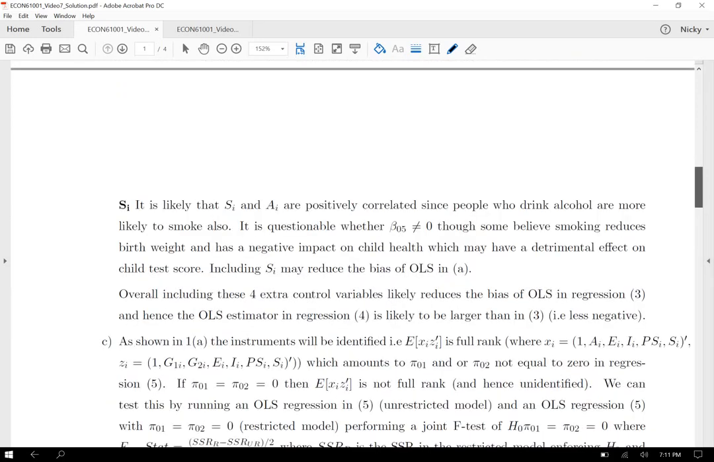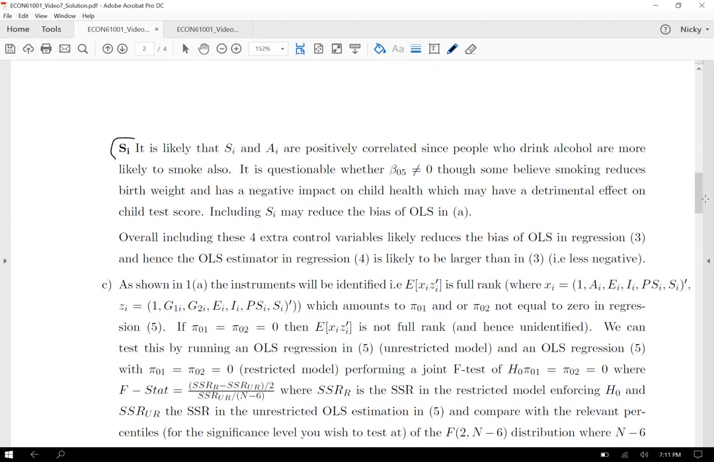And again, it goes through all of them, right? And you could do the same thing for the number of cigarettes smoked. Likely to be a possibly strong correlation between smoking and drinking. If someone drinks a lot, they tend to smoke as well, on average more. And at this point, the effect of smoking on test score is questionable. You could think that it reduces them, or it may not. So it's not necessarily clear whether including smoking would reduce the bias or not here.